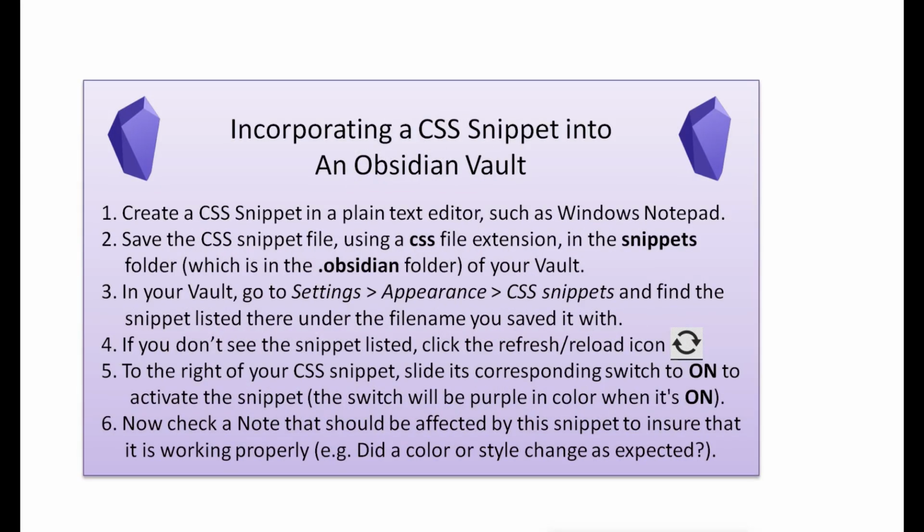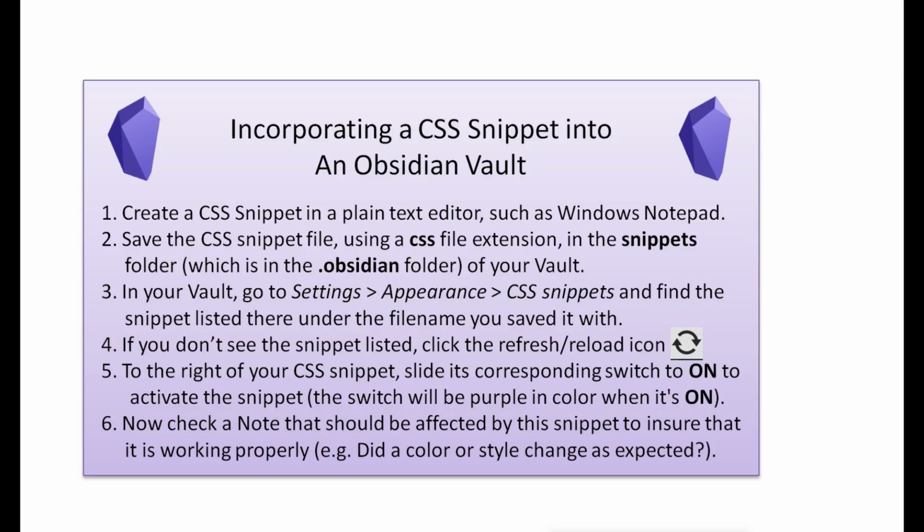This is the process for incorporating a CSS snippet into an Obsidian Vault. First, you create a CSS snippet in a plain text editor, such as Windows Notepad. Then you save the CSS snippet file using a CSS file extension in the Snippets folder, which as we saw is in the .obsidian subfolder of your Vault. In your Vault, go to Settings, Appearance, CSS Snippets, and find the snippet listed there under the file name you saved it with. If you don't see the snippet listed, click the Refresh Reload icon. That is next to the folder icon.